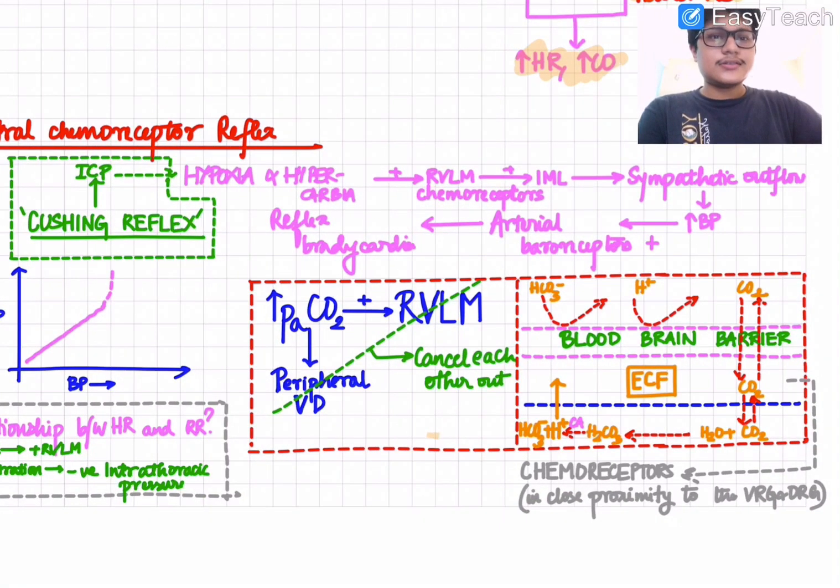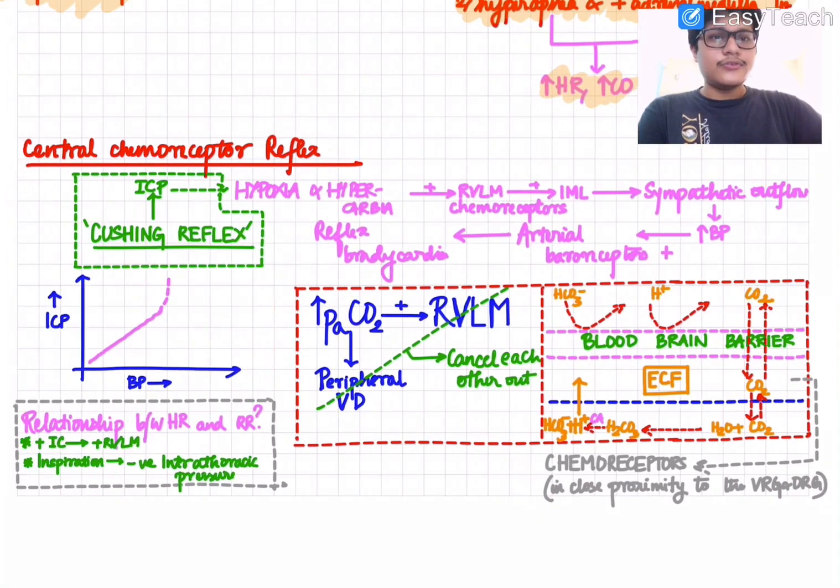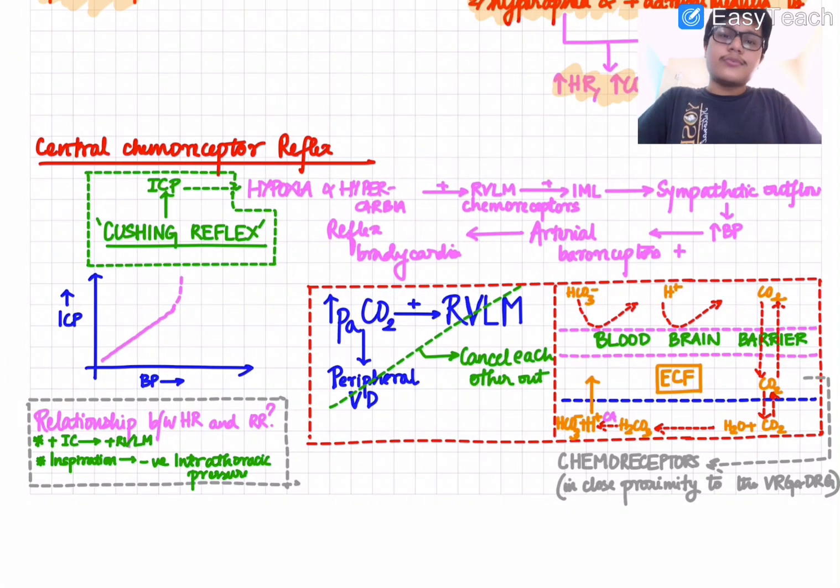Once again, I would like to stress the fact that the chemoreceptor reflex is more important when it comes to respiratory physiology. Okay, the baroreceptor reflex is the most essential portion of the cardiovascular system's BP regulation. This chemoreceptor reflex will kick in at a very late stage when the blood pressure has drastically fallen to below 60 or 50 millimeters of mercury.